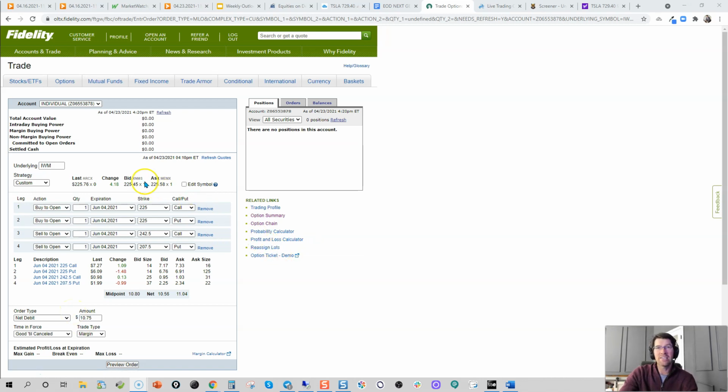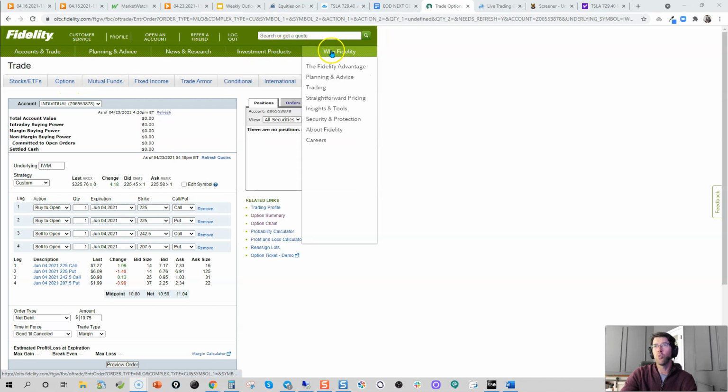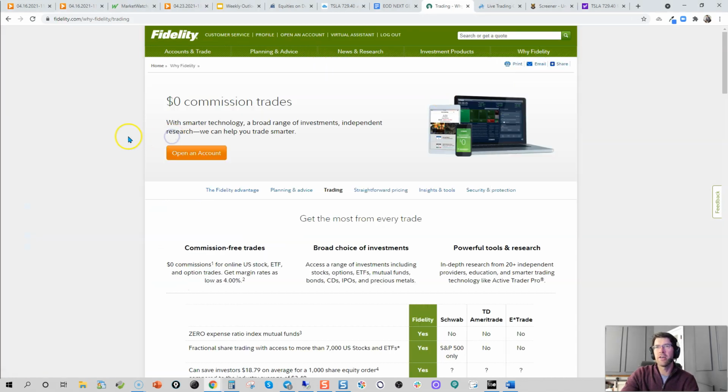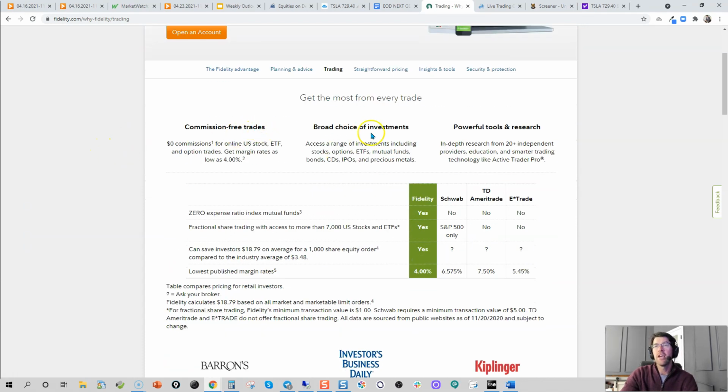So I would say from that standpoint, the ease of navigation and the intuitiveness of Fidelity is excellent. I will also give some additional shout outs. If I go into why Fidelity, take a look at this. I went into the trading section and just check this out. Zero commission trades. If you go down here, commission-free trades, broad choice of investments. You also have the fractional shares that I mentioned. 7,000 plus U.S. stocks and ETFs fractional share trading. To my knowledge, that is the most of any major broker that I've seen for U.S. traders.